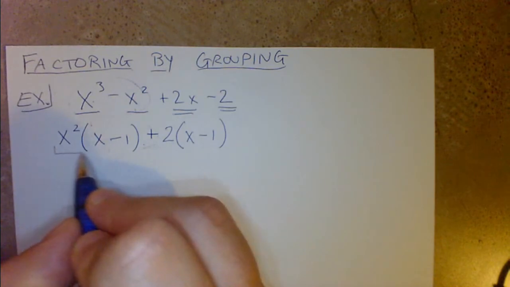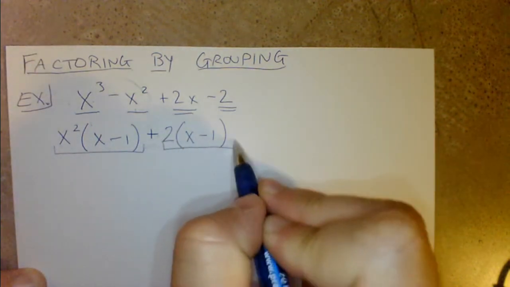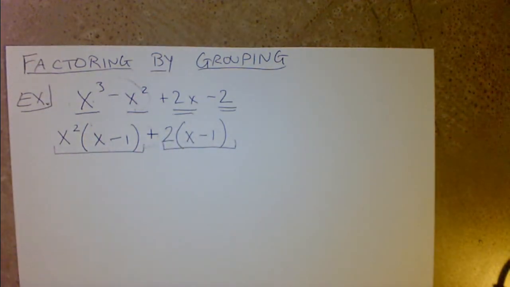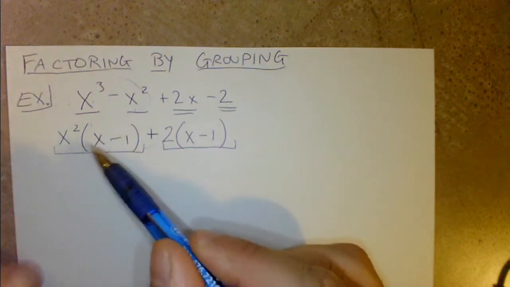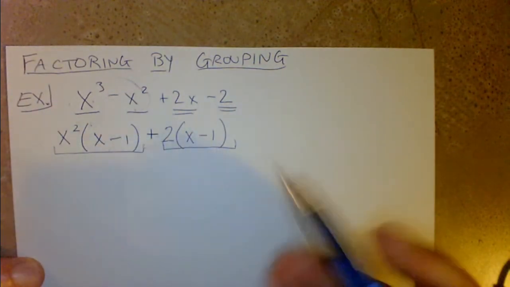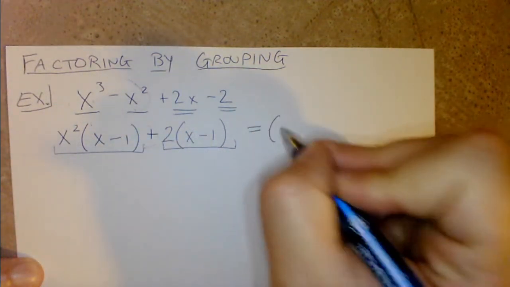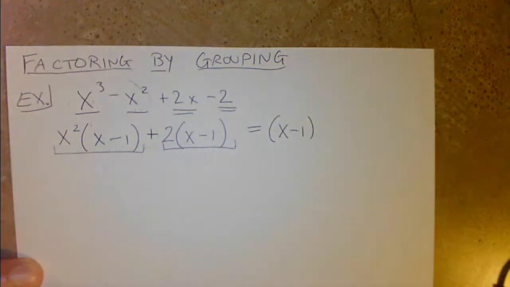So what I have here are two terms. Remember, terms are things that are separated by addition. So I have these two terms now. Okay, I had four terms, now I have two. And if you'll look, these two terms now have a common factor. I can now factor out an x minus 1 from each of these terms.